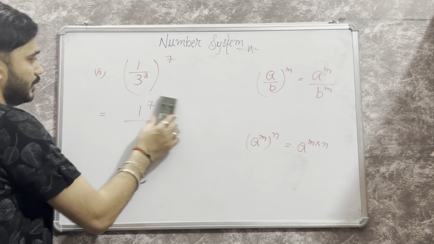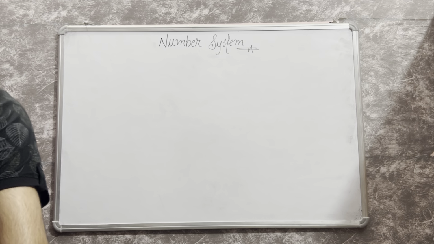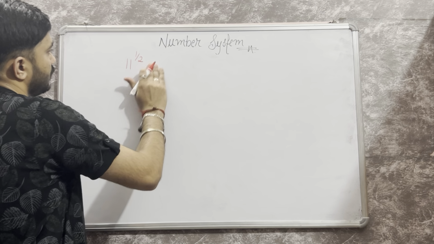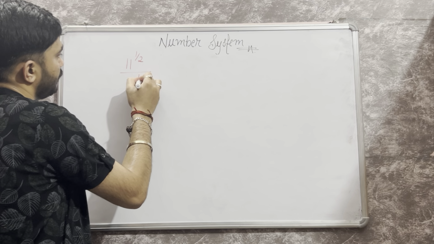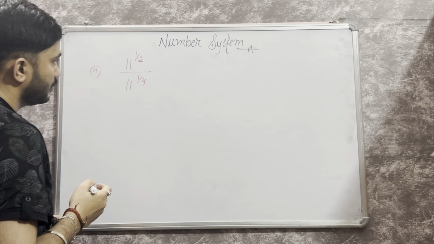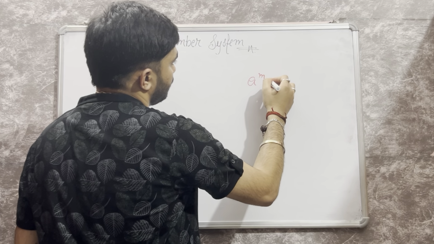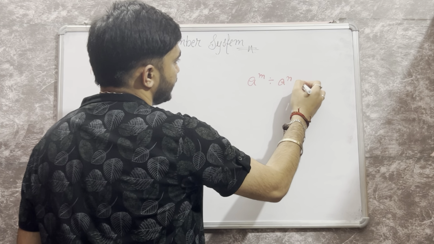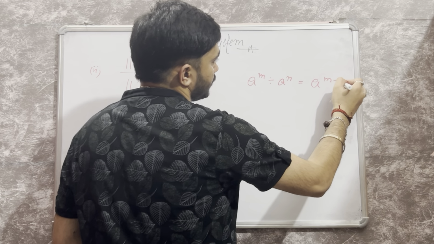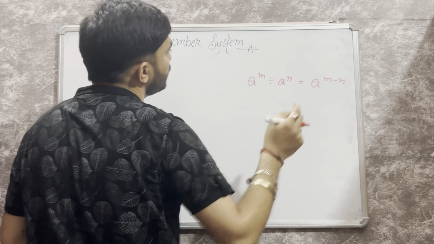Now moving forward, what if question given to us is 11 raised to power 1 by 2 divided by 11 raised to power 1 by 4. Since we know that we have a property for it, that is a raised to power m divided by a raised to power n, that is bases are same and then powers are being subtracted in division. In multiply, the powers are being added, and in divide, the powers are being subtracted.